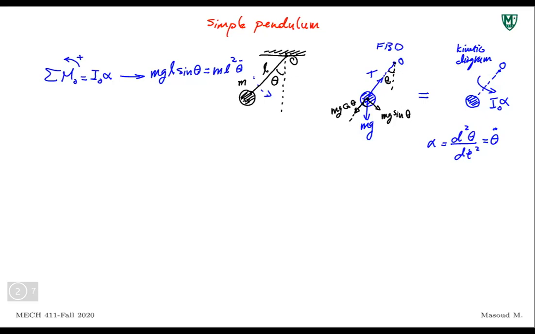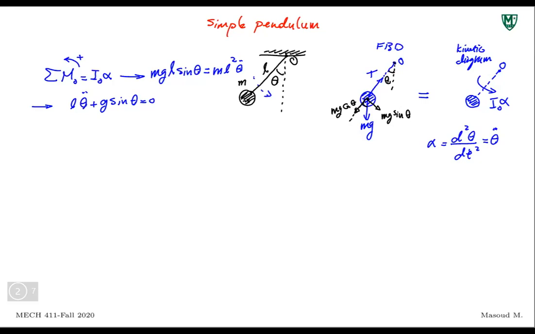We can simplify this. Just get rid of one L from both sides, and m from this side and the other side. So I'll move things around. You're going to get L theta double dot plus g sine theta is equal to 0. That's it. That is the equation of motion for this pendulum, like a simple pendulum swinging around the point, and the distance between the mass of the pendulum and that point is L.